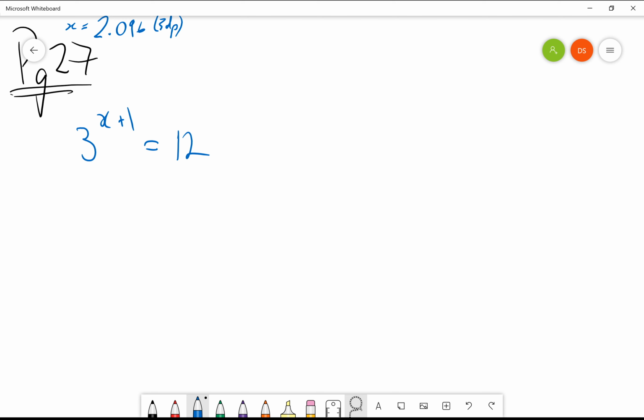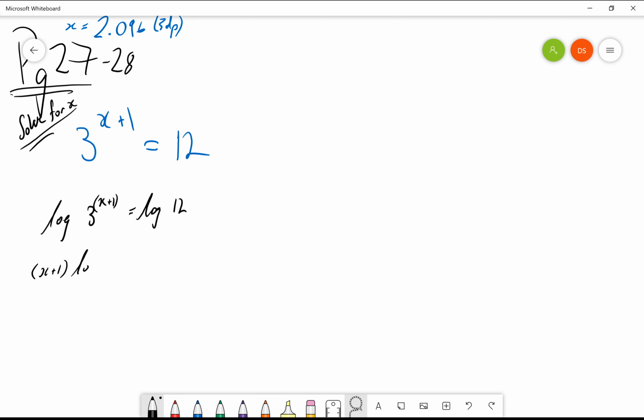Okay, once again, we're solving for x. Page 27 and 28. You notice that I've just changed the power, but the steps should still be the same. So I'm going to put a log at the front. Move the power. This time the power is x plus 1, and I'm going to put that in brackets here. And so the power is now x plus 1. And now I divide.